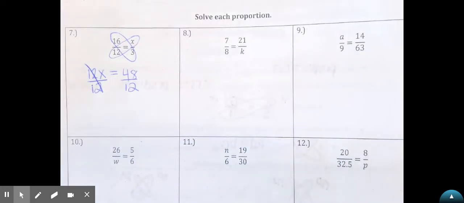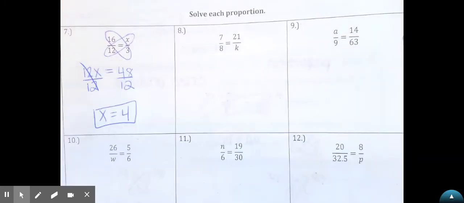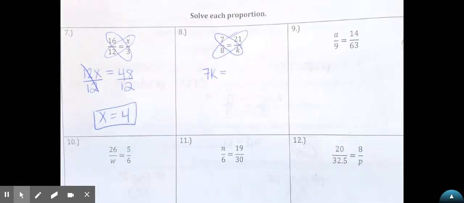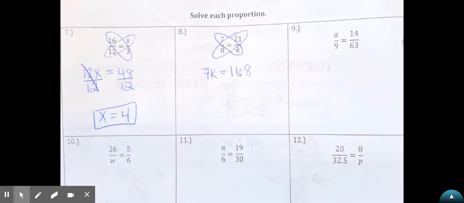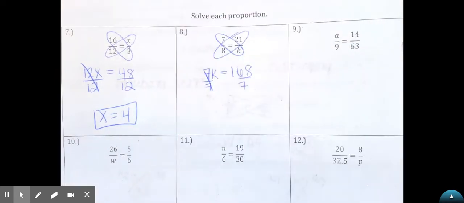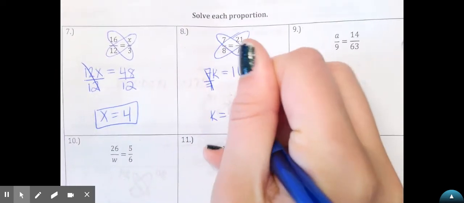So x will equal 48 divided by 12, or x equals 4. All right, so then we'll do number 8. Again, I always like to start with the diagonal, including the variable. You don't have to, but that's just my personal preference. So we make our one-step equation based on the cross products. 7k equals 168. We'll divide both sides by 7 to get the variable isolated or by itself, and k equals 24.